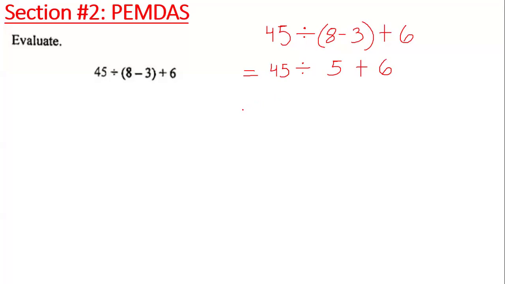And then we're gonna divide or add first? Divide. So we say 45 divided by 5, which is what? 9. Very good. 9 plus 6 is 15. Excellent. Did anyone else get this? Did anyone else get 15?